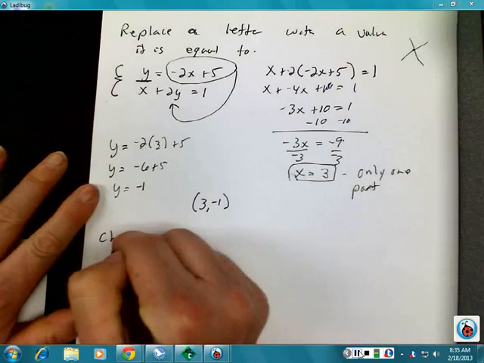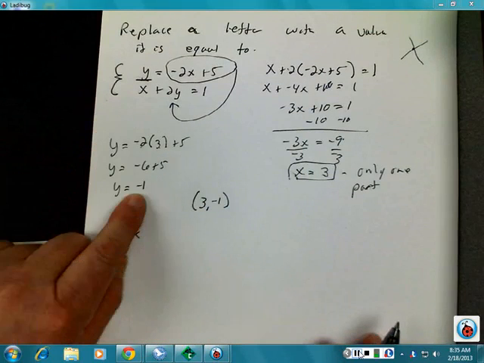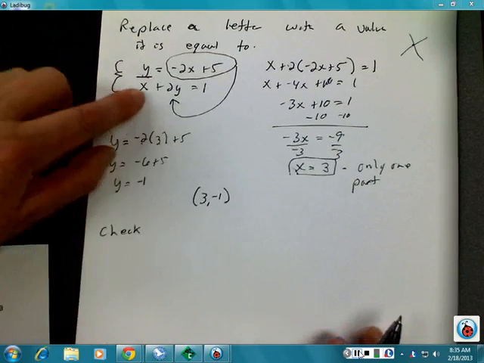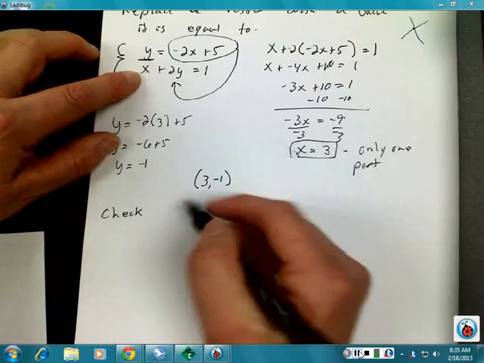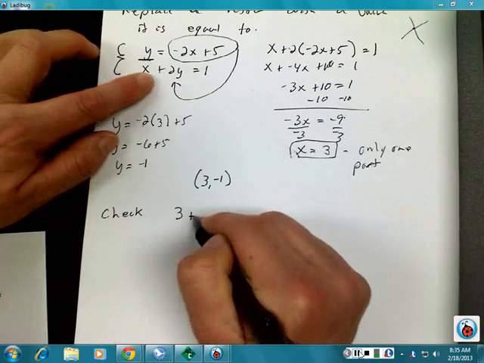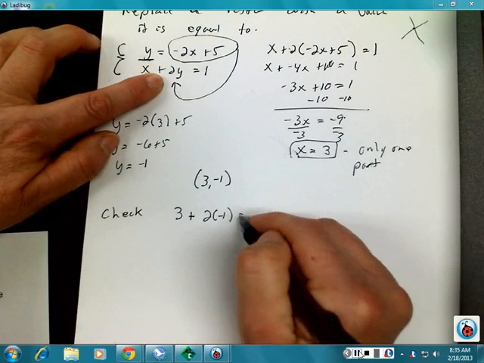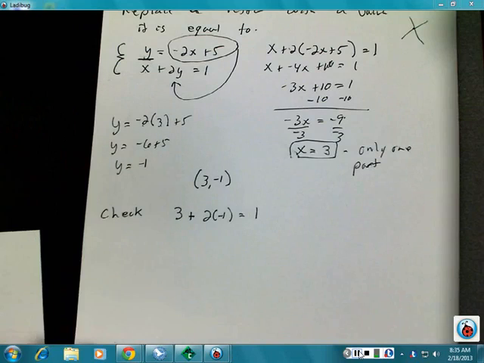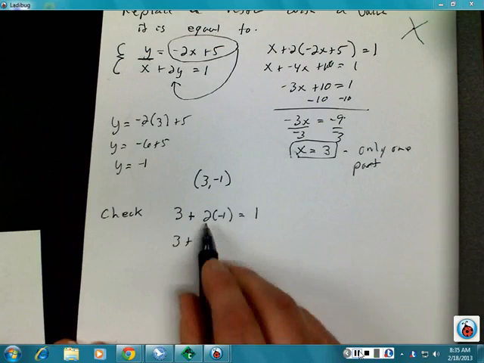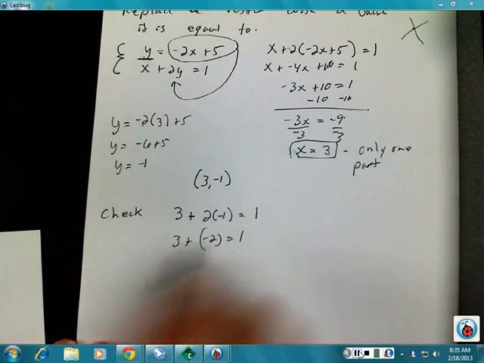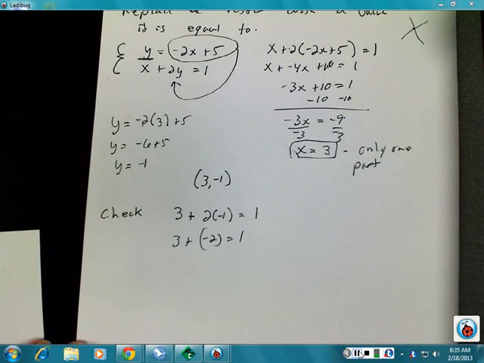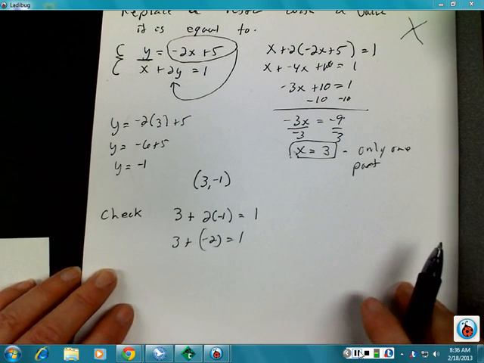If I want to check it, I know I just finished this one, so it worked there. If I pull the second one back out and put it in there, 3 plus 2 times a negative 1 is going to equal 1. Is that true? 2 times a negative 1 is a negative 2. And 3 plus a negative 2 does equal 1, so I know I did it right. So every problem that you have, you can check these to know whether you got your correct solution for it. Okay? So far, so good?